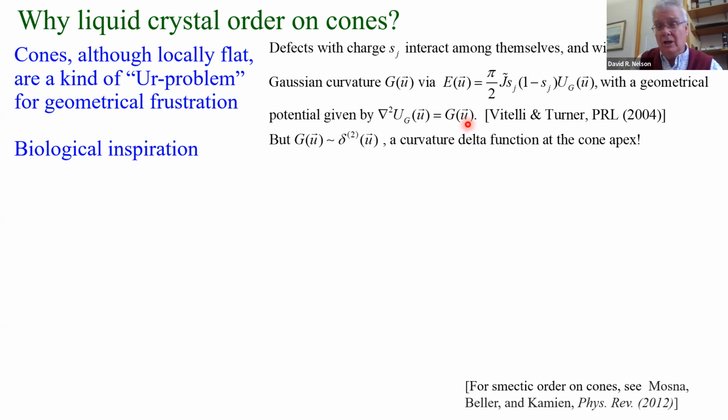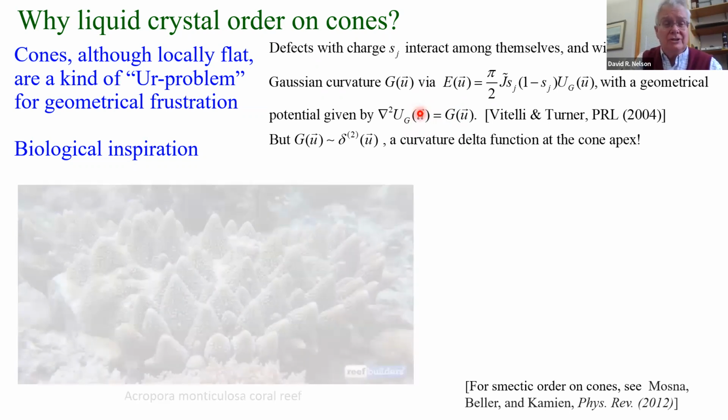And so for a cone, as I hope to convince you or remind you, the Gaussian curvature is a delta function at the apex. And so this is the basic Poisson equation for this geometrical potential. So that's one motivation. The other is that they occur a lot in biology.